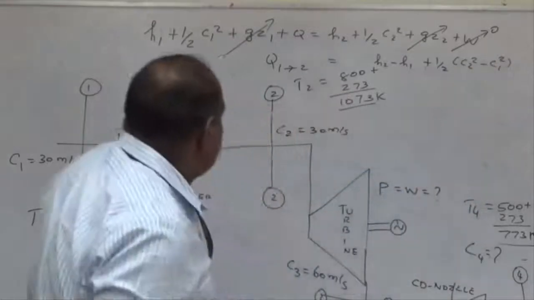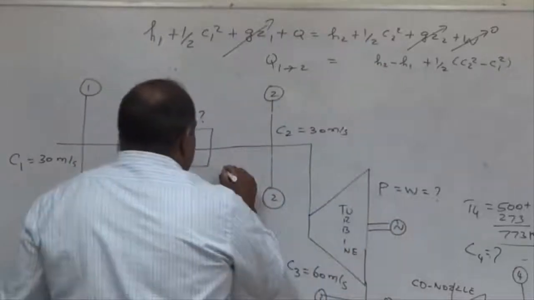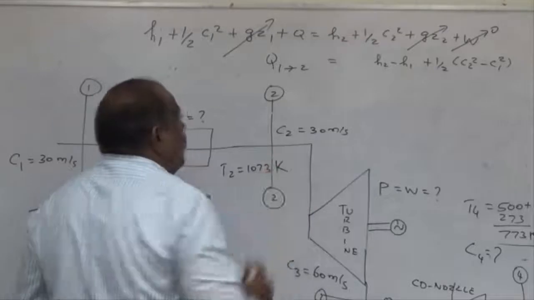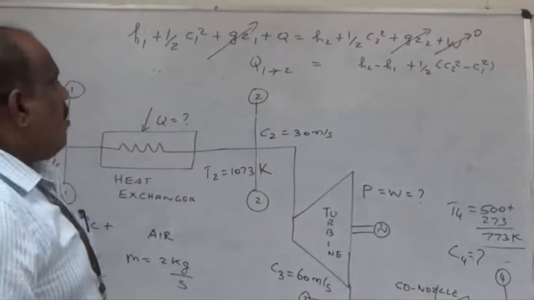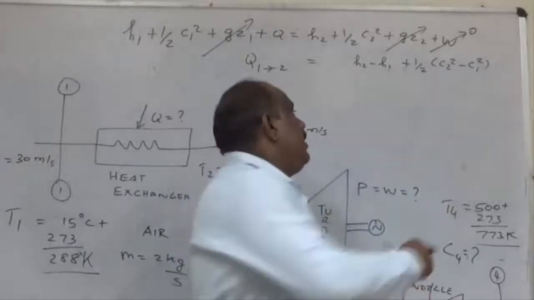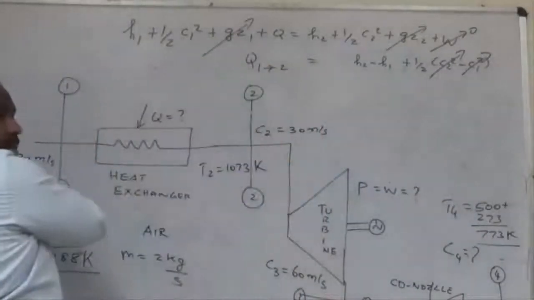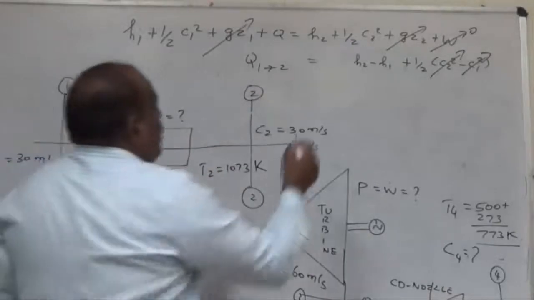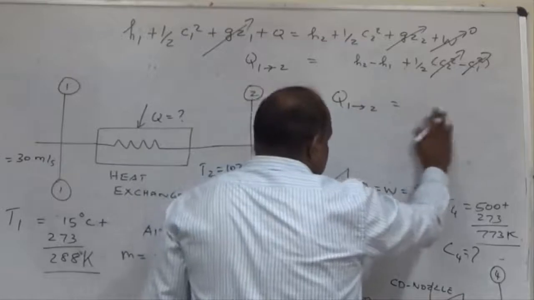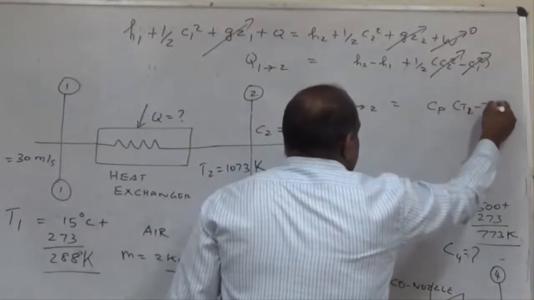So let me erase this one. Temperature T2 is 1073, so I write it here. T2 is equal to 1073 Kelvin. What about C2 and C1? They are the same, 30. So this term also goes away, because in the problem they have given C1 equal to C2. So what is Q1 to 2? H2 minus H1. What is H2 minus H1? What is the formula? Cp into T2 minus T1.